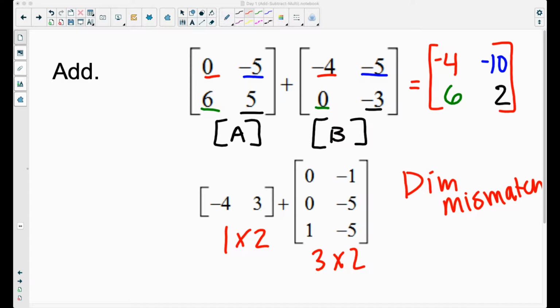Subtraction, same exact thing, except you do A minus B. And then, of course, if you're subtracting by hand, just be careful with that negative. Sometimes it's easier to go ahead and change all the signs of the second matrix and add them together, but it's up to you and your preference. Okay?